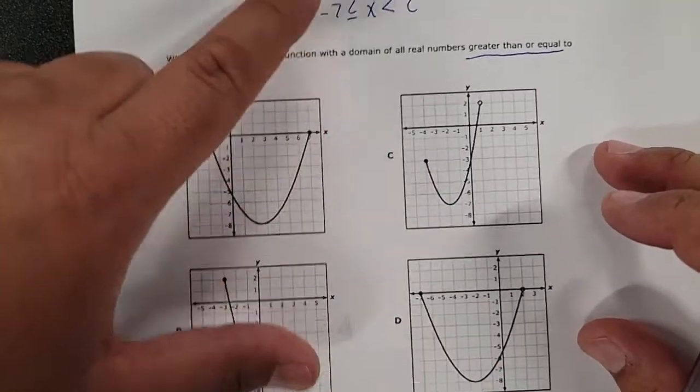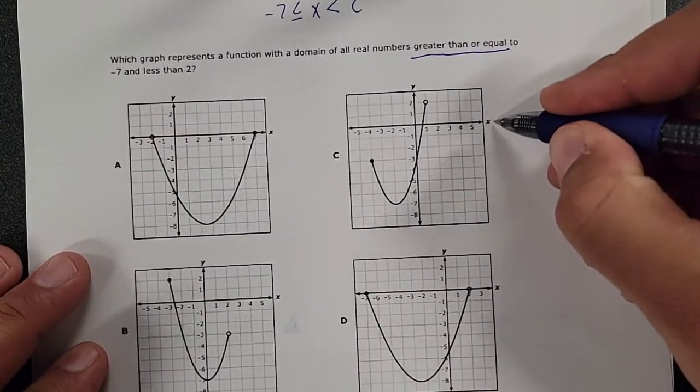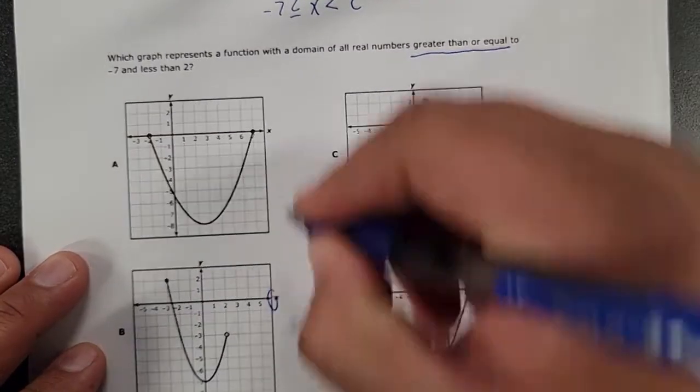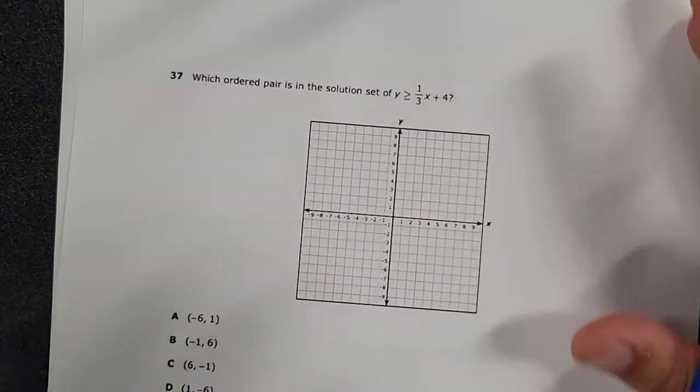All right. Which one of these matches the domain from -7 to +2? Remember, you're only looking at the x numbers. X numbers only. All right.